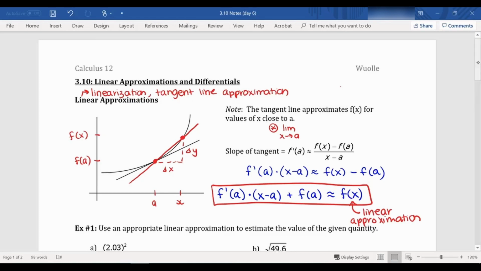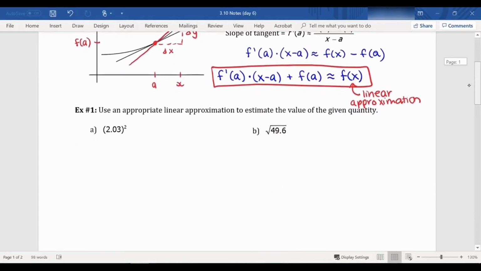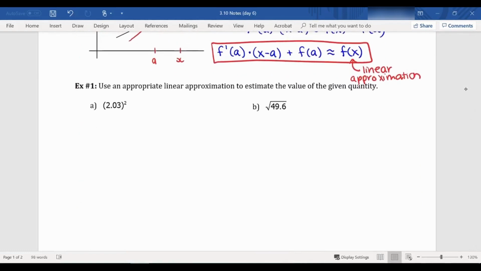Okay. So if I wanted to find, for example, these two values, I want to find 2.03 squared, and I want to find the square root of 49.6. Okay, so we're going to start with example 1a here. If I've been given 2.03 squared, that means that my x is 2.03.